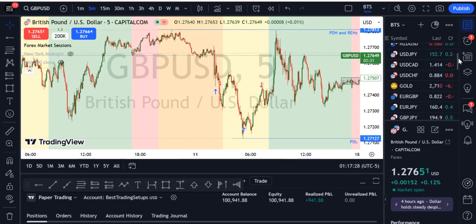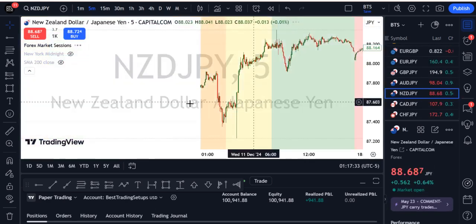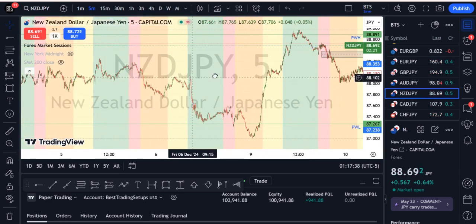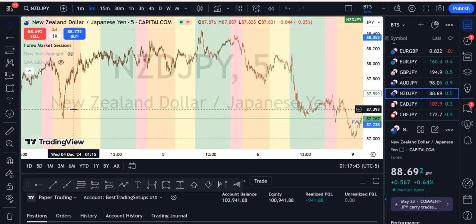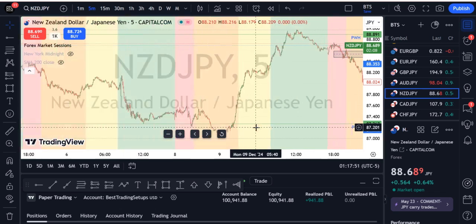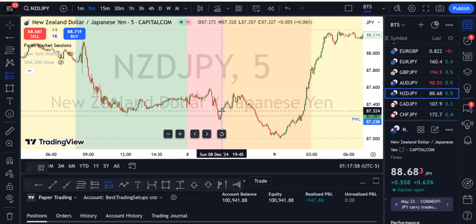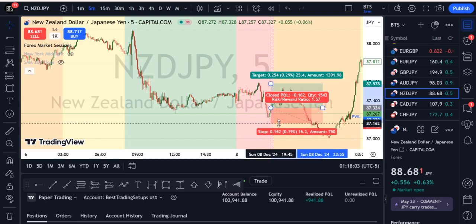I could show you more examples on NZDJPY. So NZDJPY, a beautiful setup, but I didn't pick it actually. This was previous week's low, right? As you can see, this low was made on Tuesday last week. Price came to that zone, swept it. The first bullish candle in the close, that can be your entry. Stop loss below the low.